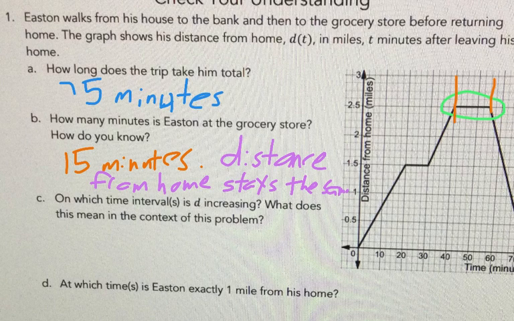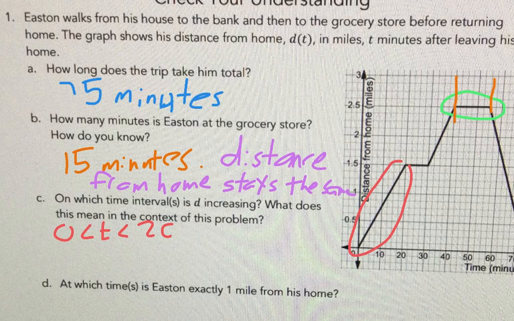C, on which time interval is D increasing? To 20 minutes and 30 to 40 minutes. I agree. That's not what answer they have. Okay, so D is increasing right here. We're going from 0 to 1.5. That's from 0 to 20 minutes. So we could say when 0 is less than t, which is less than 20. That's one way we could say the interval.